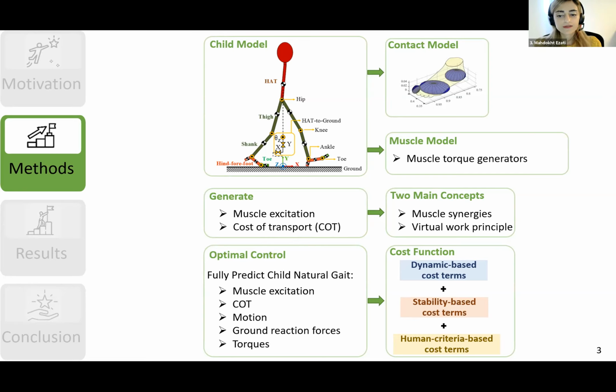To develop this predictive simulation, we investigated different types of cost functions, and we figured out the best cost function that can predict accurately must be a combination of dynamic-based cost terms, stability-based cost terms, and human criteria-based cost terms. In dynamic-based cost terms, we minimized the joint jerks and we solved the dynamics equations implicitly. In stability-based cost terms, we controlled the position and orientation of the upper extremities. And in the human criteria-based cost terms, we minimized muscle activations and metabolic energy consumption.